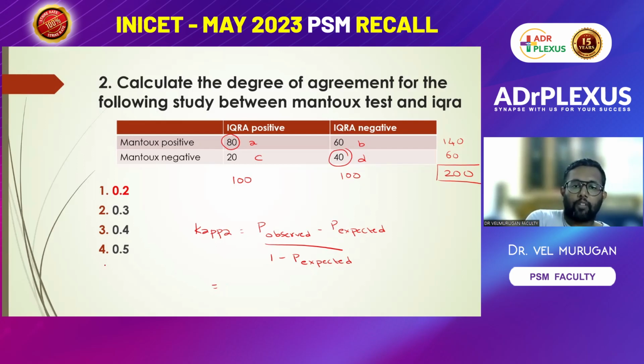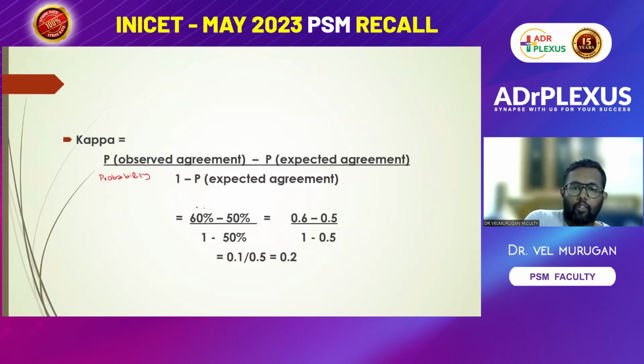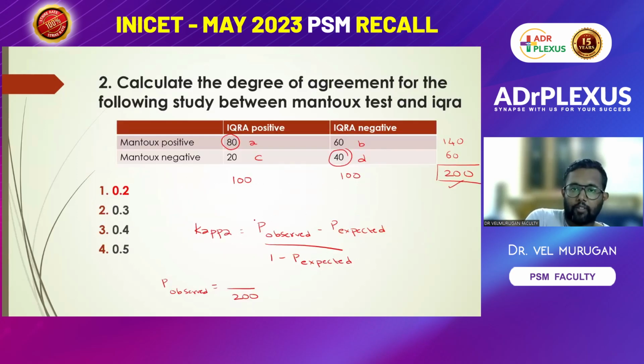So probability of observed is nothing but, out of the total 200 times, how many times they are agreeing. The total is 200, and 80 plus 40, so 120 times they are agreeing. So 120 by 200 is 60 percent, or 0.6. That is the probability of observed.